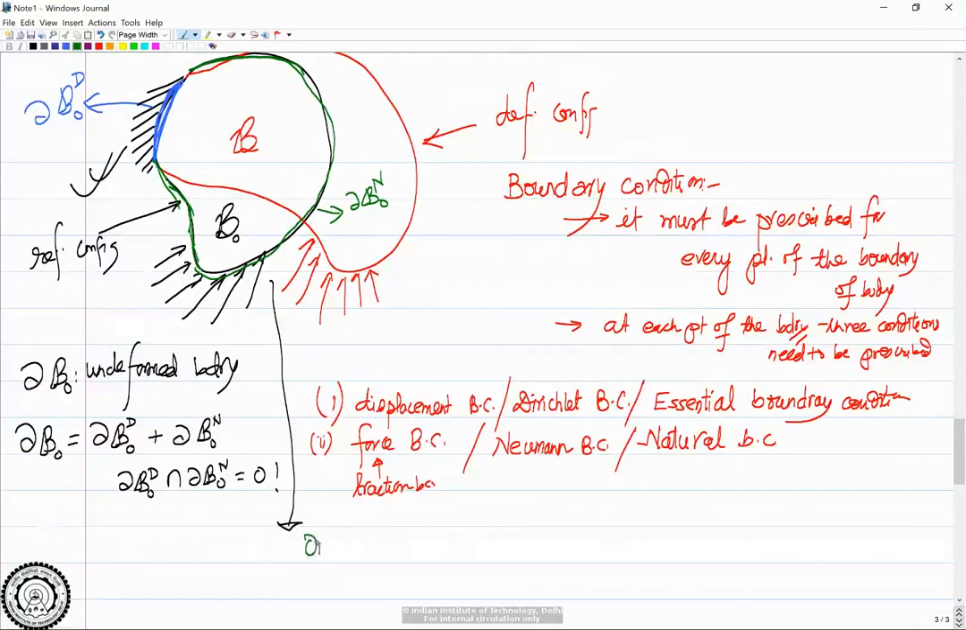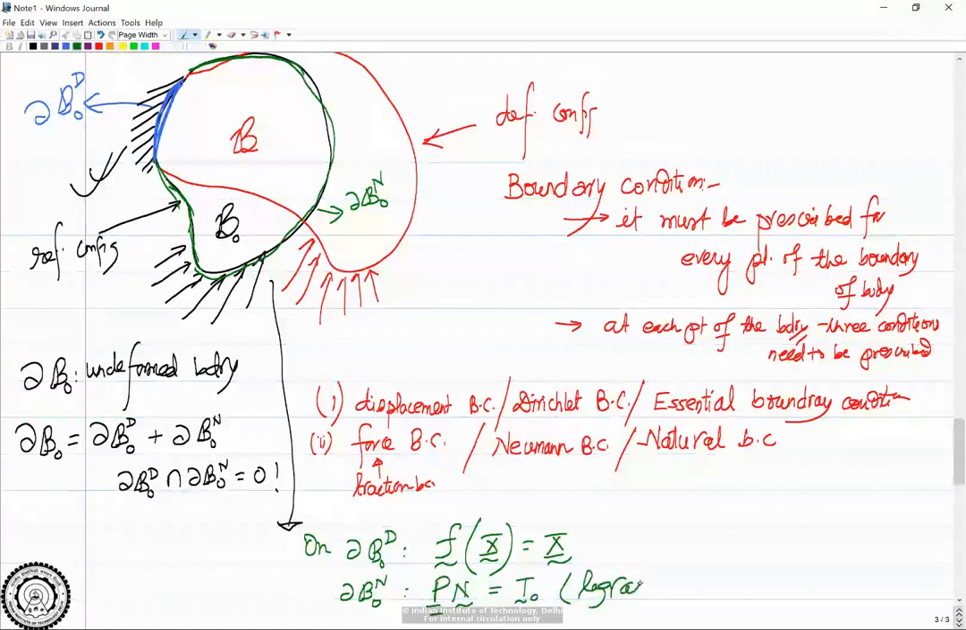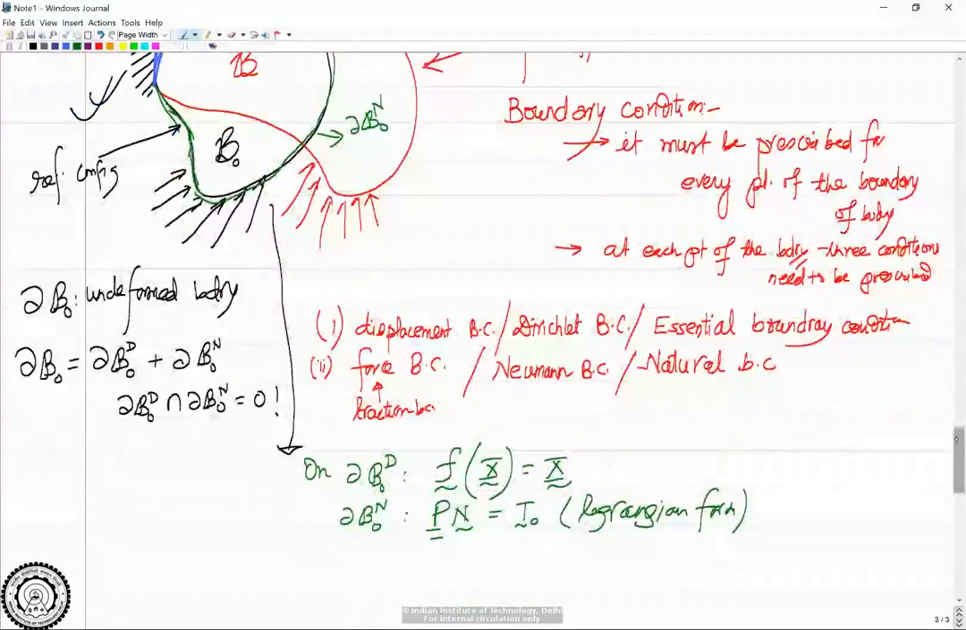So on del B naught D, what you have to say is that small f of big X is equal to big X, because it is clamped. And on del B naught N, some traction is being prescribed. That traction, if you write it in Lagrangian form, will be big P into the outward normal big N is equal to some prescribed traction T naught. So that's the Lagrangian form.